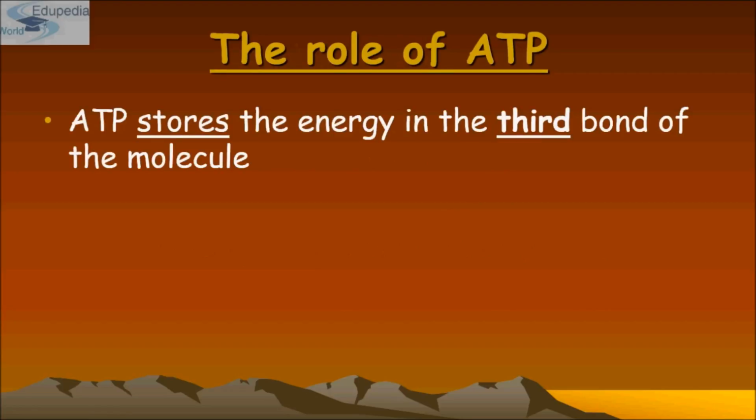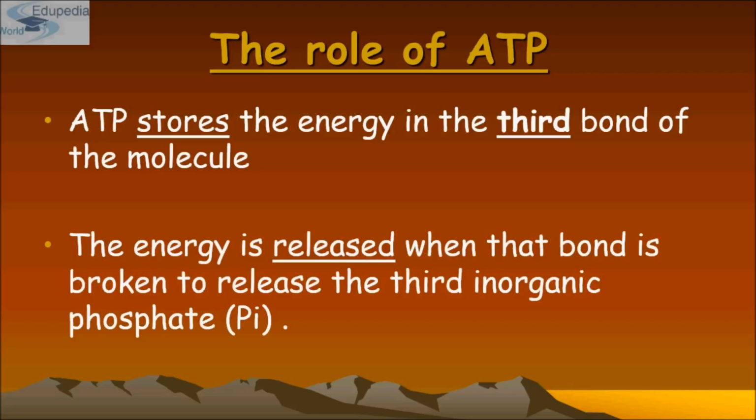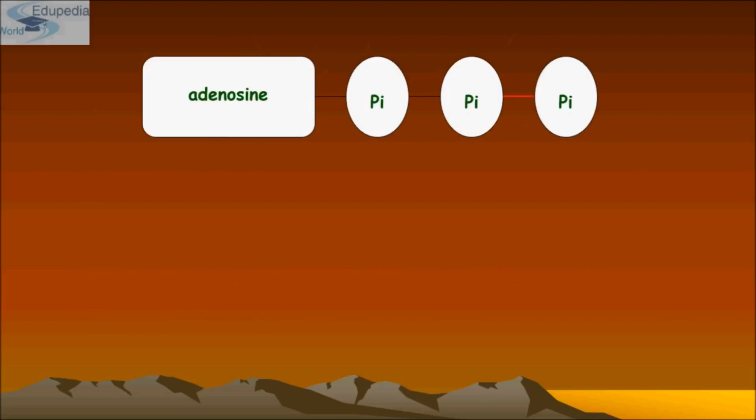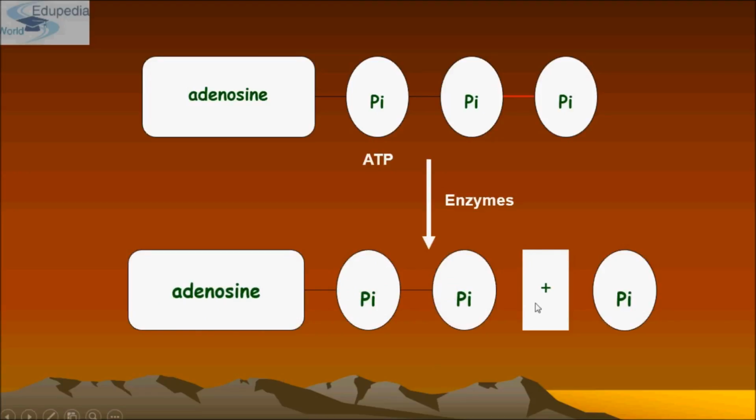Now the role of ATP. ATP stores the energy in the third bond of the molecule. The energy is released when that bond is broken to release the third inorganic phosphate. This is adenosine triphosphate, and this red bond is a very energy rich bond which is formed between adenosine diphosphate and inorganic phosphate. In the presence of enzyme, it produces adenosine diphosphate and PI, that is inorganic phosphate, and energy is released to do the work, to do the movement, for growing. So this is the energy which we obtain to do work.